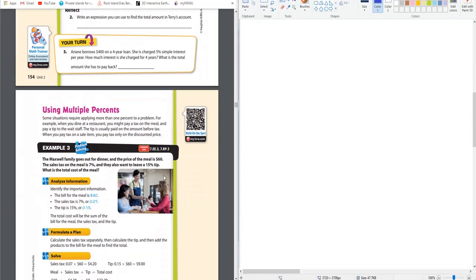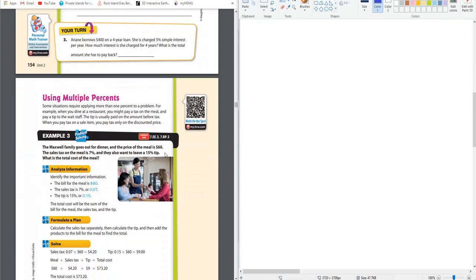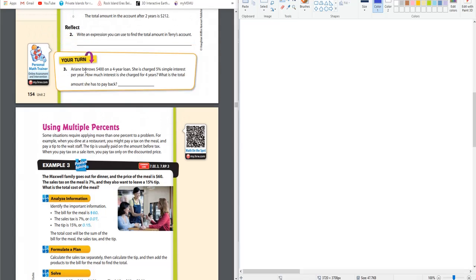So let's try another one. So here we have Ariane borrows $400 on a 4-year loan. She's charged a 5% simple interest per year. How much interest is charged for 4 years? What's the total amount she has to pay back? Okay. So again, the first thing we're going to do is figure out what's our P, what's our R, and what's our T. Because we know that simple interest is P times R times T.